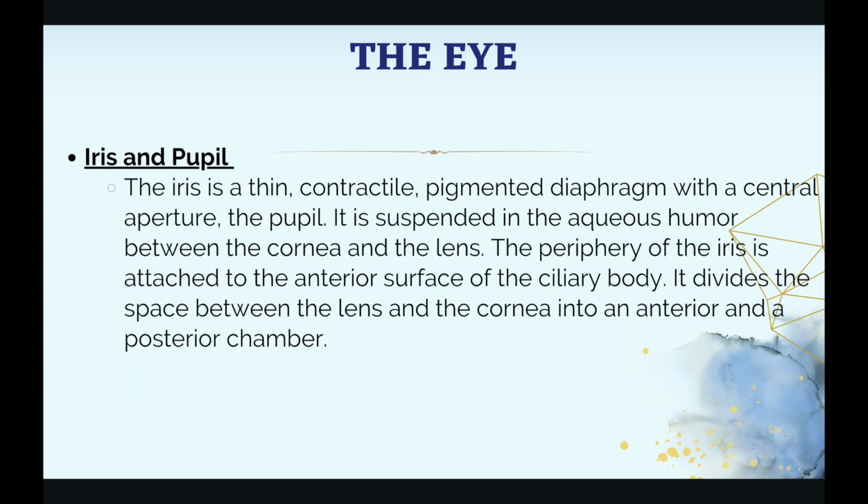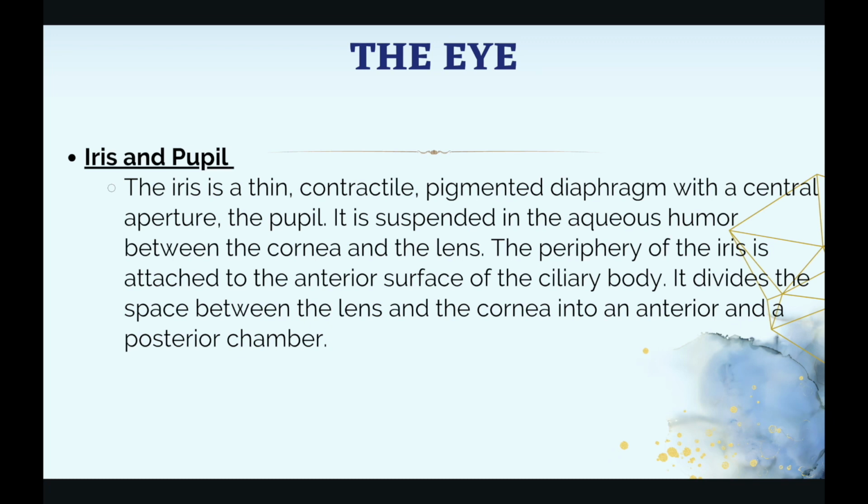The iris is a thin, contractile, pigmented diaphragm with a central aperture, the pupil. It is suspended in the aqueous humor between the cornea and the lens. The periphery of the iris is attached to the anterior surface of the ciliary body. It divides the space between the lens and the cornea into an anterior and a posterior chamber.